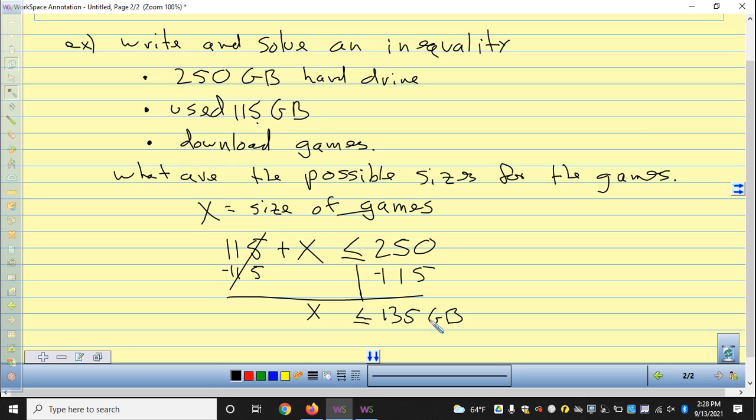And one of the reasons that we are learning how to write this in a more formal way is because as the problems get more complicated, it's harder to just do it in my head. This is pretty easy to think, oh, I would just subtract 115. But as problems get more complicated, it's not quite that simple.